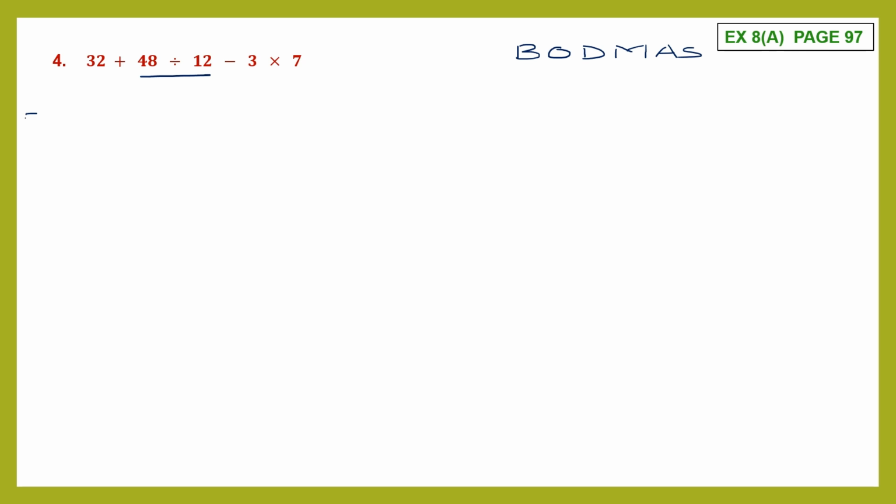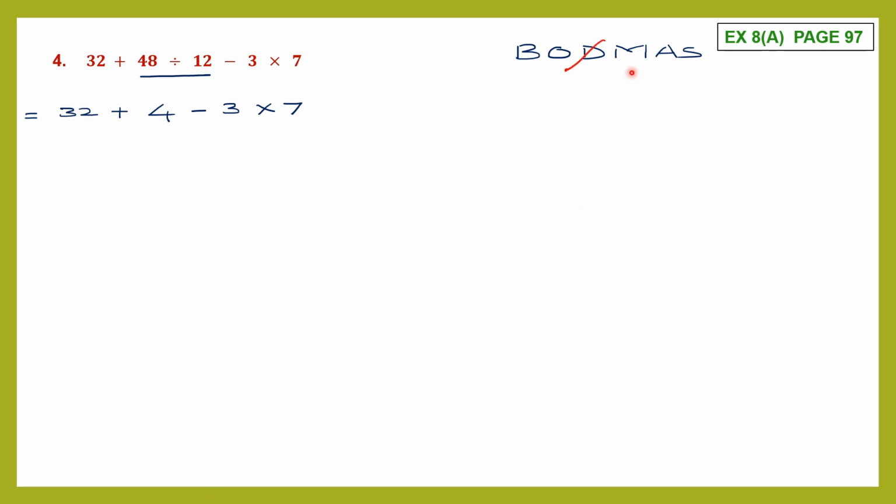So let's begin by writing everything else as it is. So 32 plus, now divide 48 by 12. 12 fours are 48, minus 0. So we divided 48 by 12, and what did we get? We got the quotient as 4. So we can write 4 here instead of 48 divided by 12. So we write 4, then we write the rest of it as it is, minus 3 into 7. So we finished doing division.